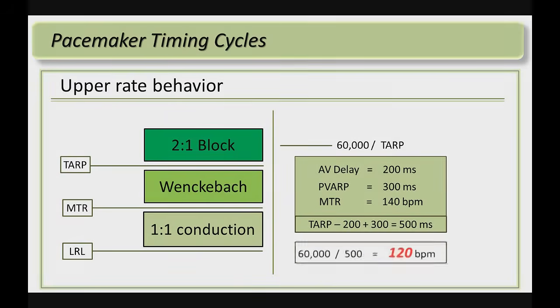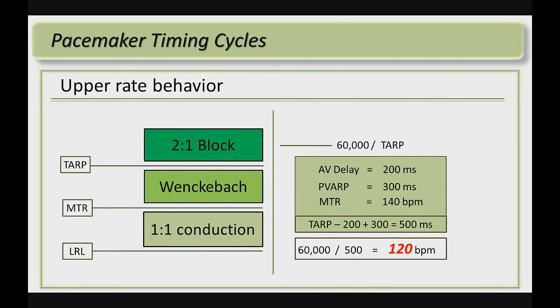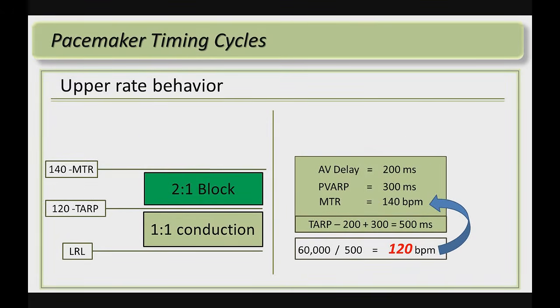So we take 200 plus 300, and we get a TARP of 500 milliseconds. Next, we take 60,000 milliseconds, divide it by 500 milliseconds, our TARP, and we get a 2-to-1 block point of 120 beats per minute. Wait a minute, this is no good. If you look closely here, our 2-to-1 block point is less than our max track rate. This scenario would look something like this. From our lower rate limit up to 120 beats per minute, we'd have 1-to-1 conduction. Anything above 120 beats per minute, and we'd have 2-to-1 block. So this patient is in need of some reprogramming.